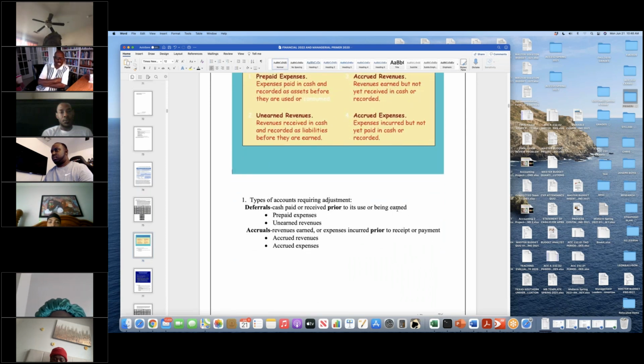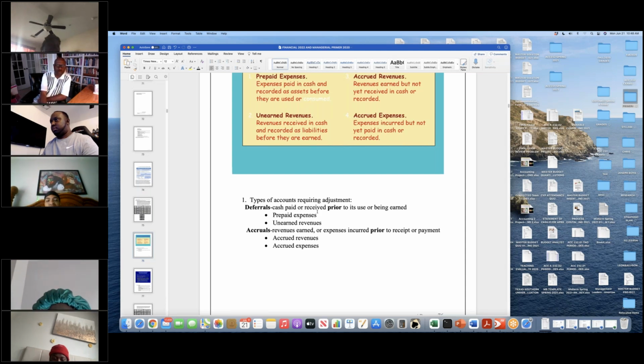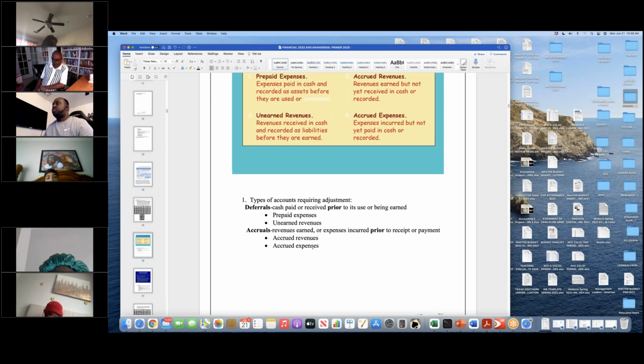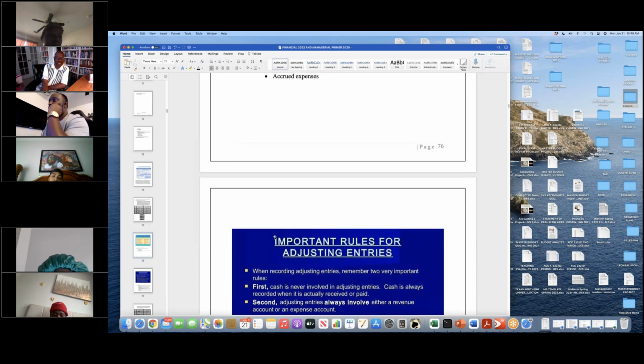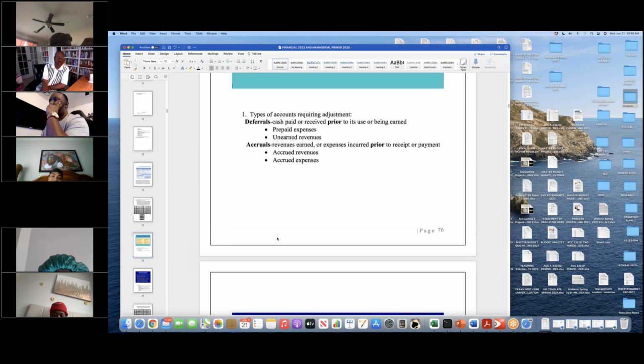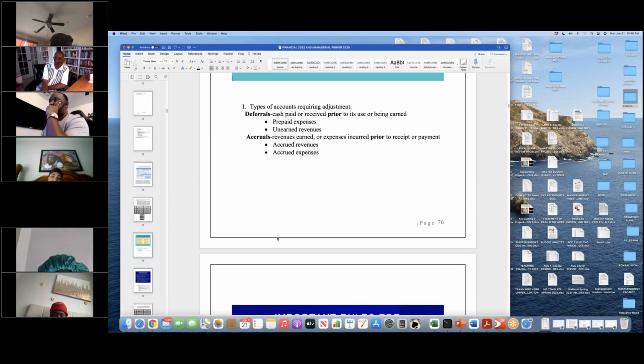So the 4 types of adjusting entries, we have prepaid expenses and unearned revenues, accrued revenues, and accrued expenses. So with our C students, we'll work on these top 2. Now, A, B students, you need to be able to do all 4, but we don't want to over-involve our C students, or over-frustrate them. So as we go through these, they only have to do the top 2.